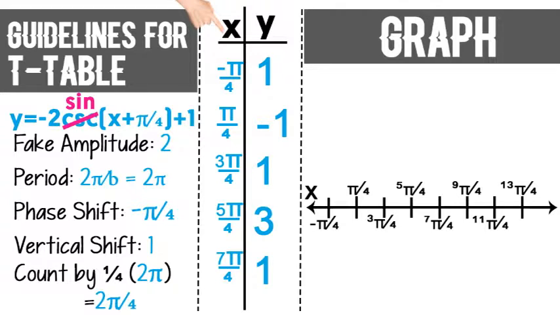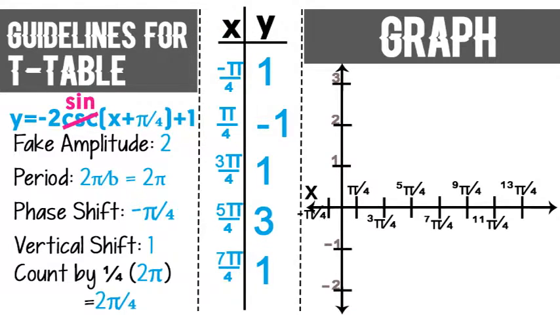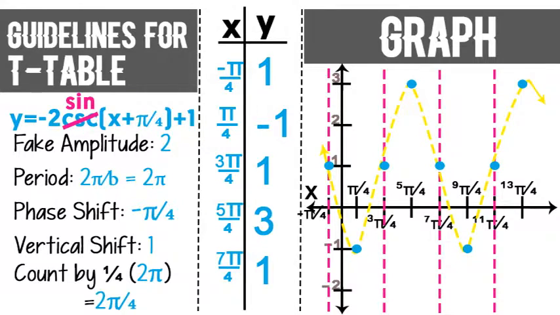Graph the x-axis, and since we have no 0 in our x-axis intervals, we put the y-axis between negative pi over 4 and pi over 4. Plot the points, and I've added 3 more points to show you better how the graph works. The yellow broken line is the sine function. The pink broken lines are the asymptotes, and the blue ones are our cosecant function graph.